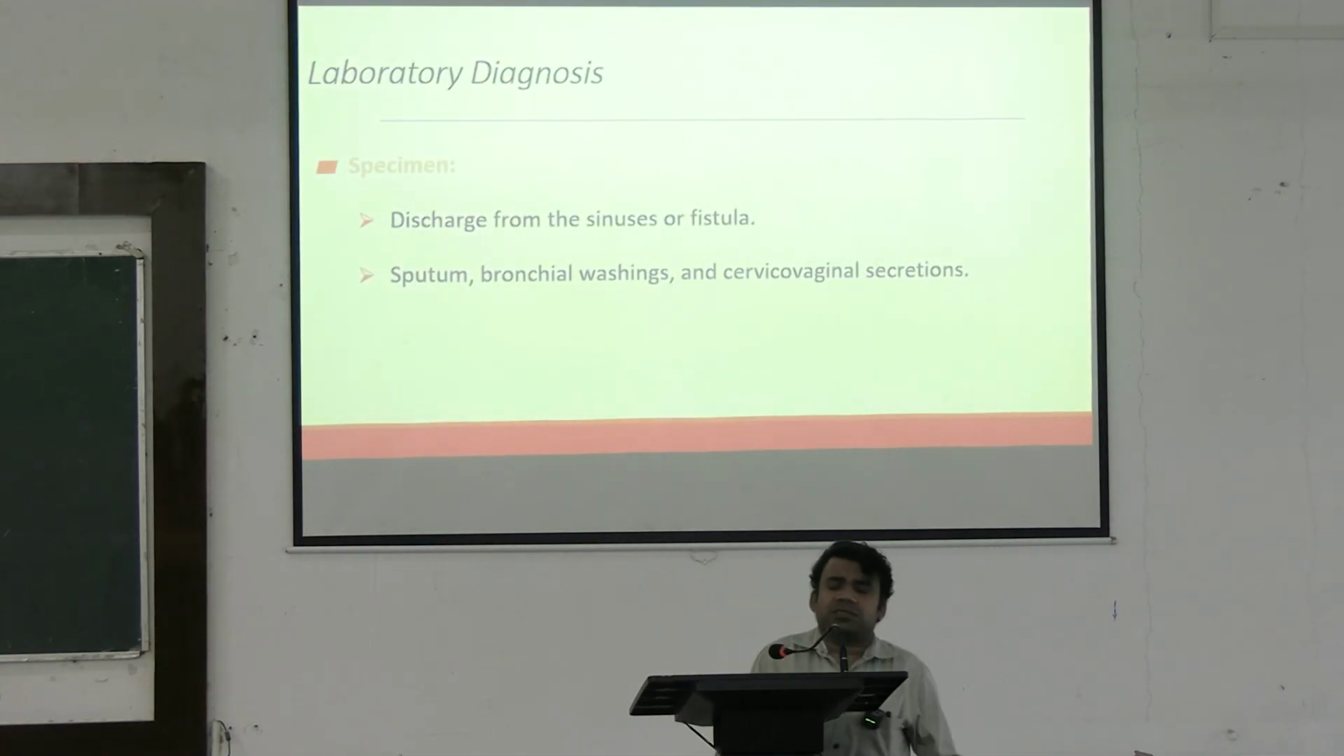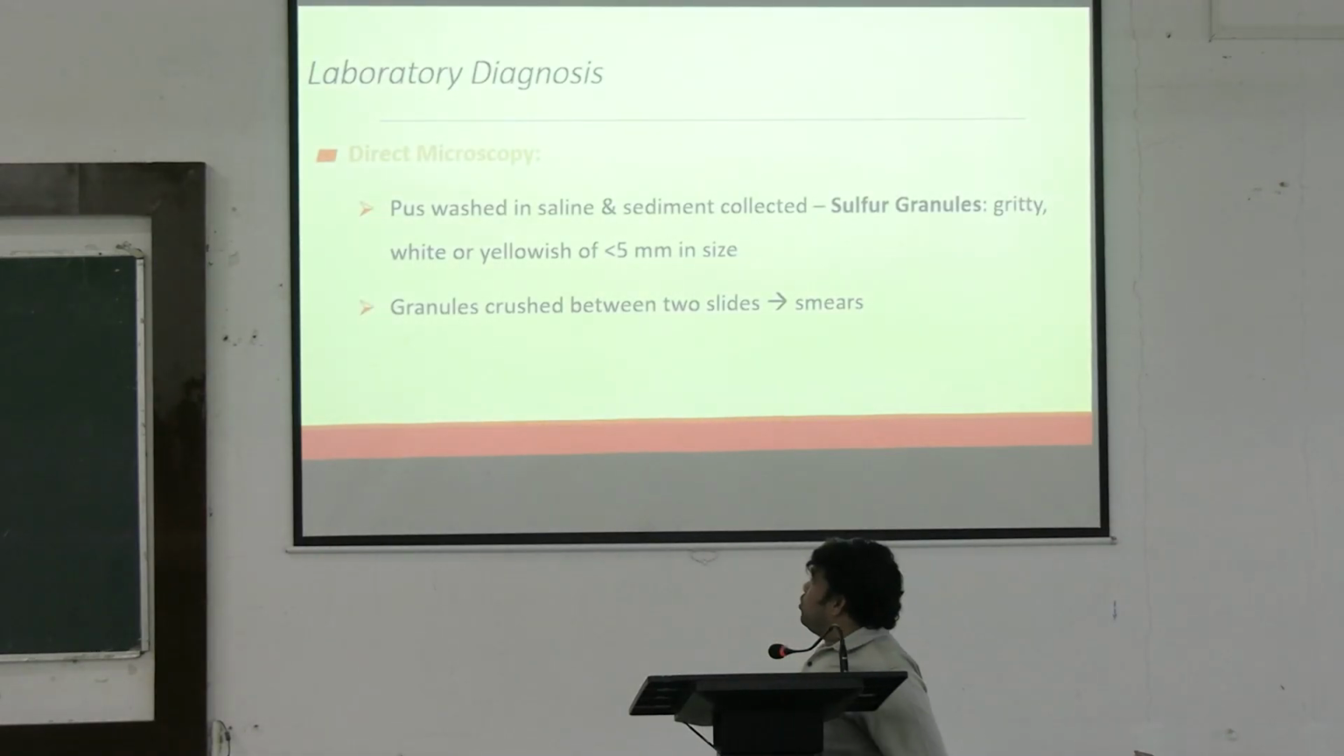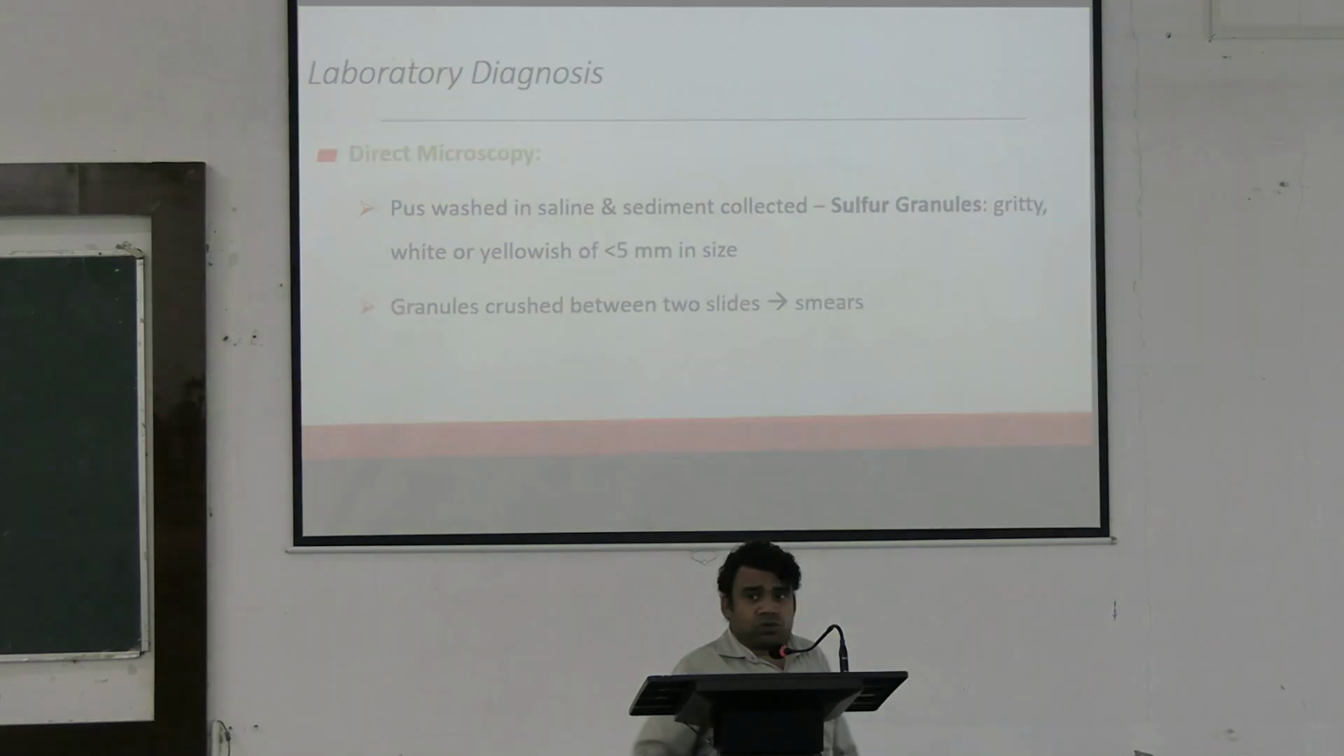Now, coming to diagnosis, first you need to identify the discharging sinus and what the discharge is. Next, we have to collect the discharge. If it is from a deep organ, other samples like sputum or bronchial washings can be taken, and in these specimens we have to look for direct microscopy, especially for the granules. In direct microscopy, whatever the pus or the discharge that is seen is washed with saline and the granules are collected. These granules are then observed under the microscope.